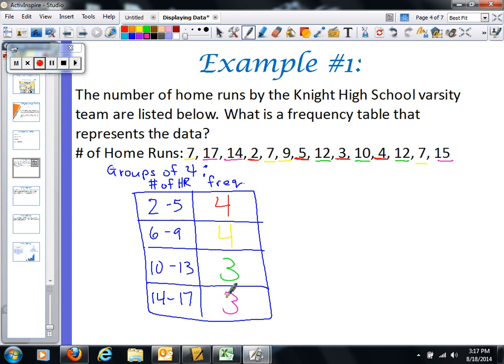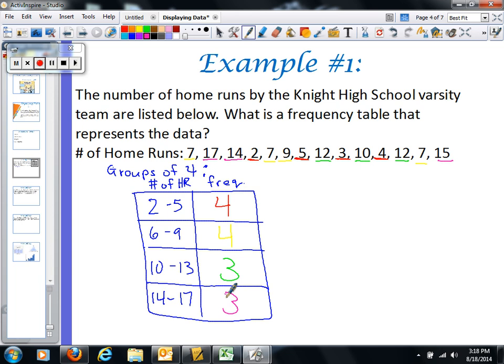This is all there is to a frequency table. You decide how big you want to make the groups and how many groups you want to have, and then you just find out how frequently an outcome is within that group.